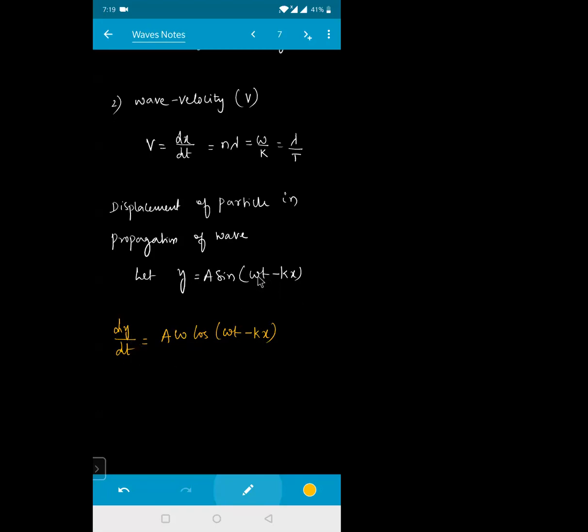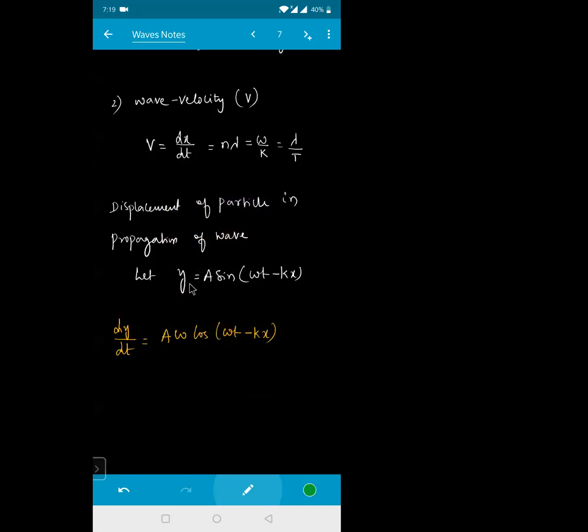Now differentiating this is a chain rule, so omega will come out. Differentiation of sine is nothing but cos. So dy by dt is equal to a omega into cos of omega t minus k into x. Is it clear for everyone?